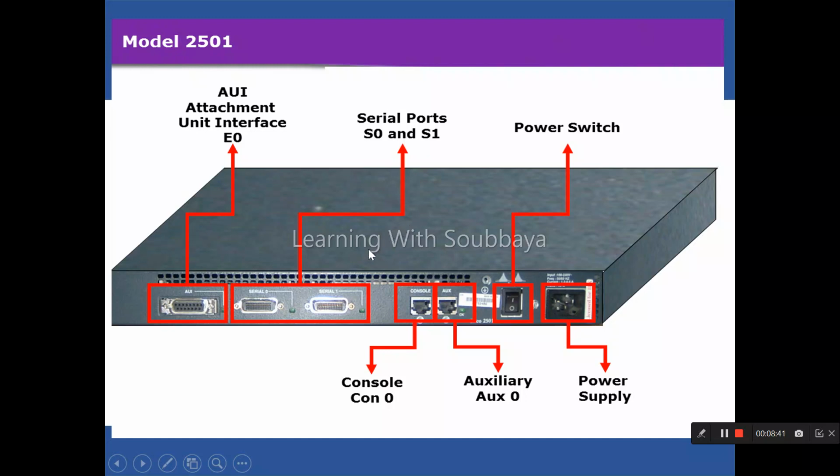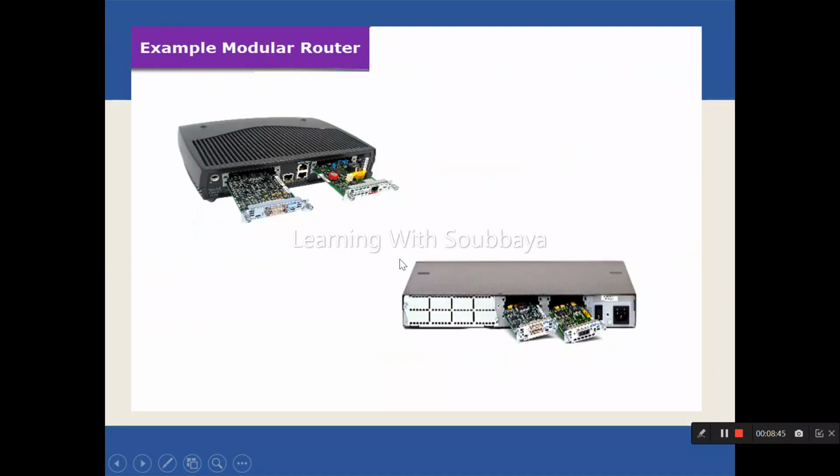But when I see the 2601 model, 2610 model, it will be different. This comes under modular router. We can replace the component. I will show you this router right now. In this router, we can replace the module. That's what is called a modular router. The difference you understood, right?